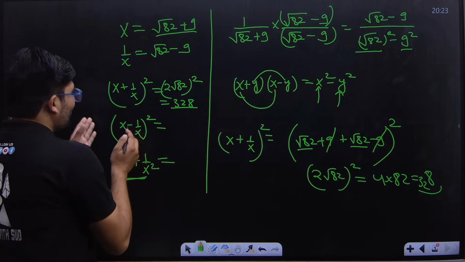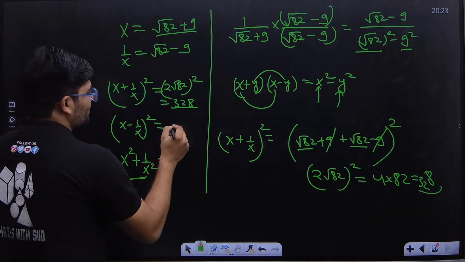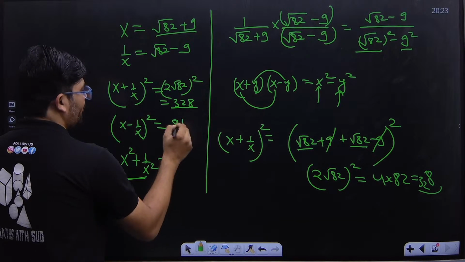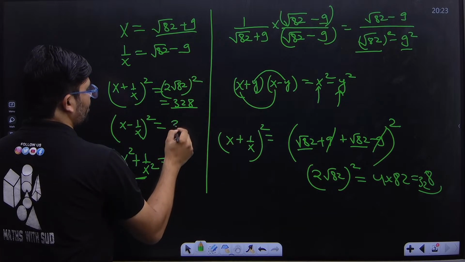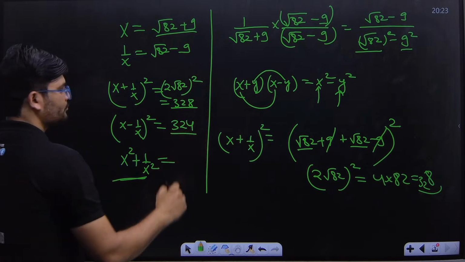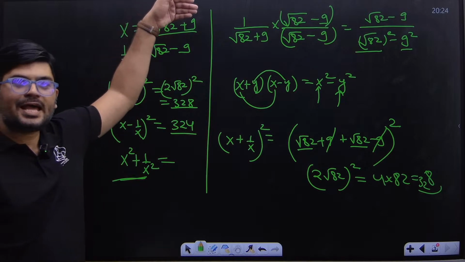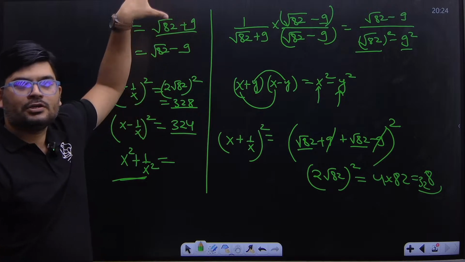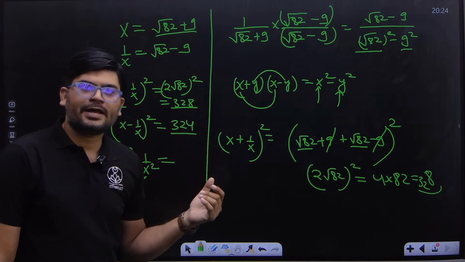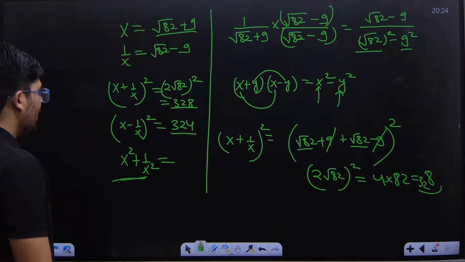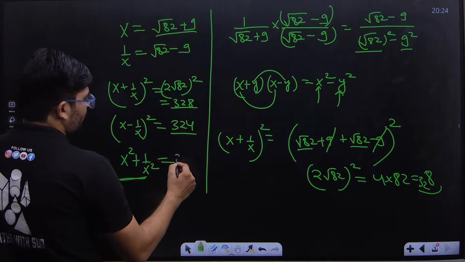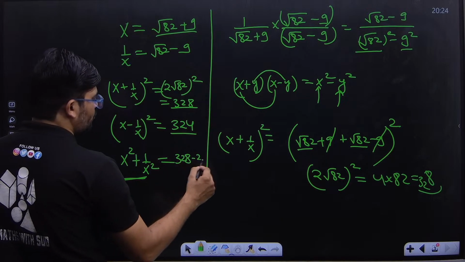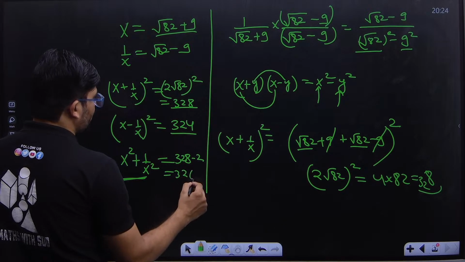If you do x minus 1 upon x, it will be 81. No, it will be 2 into 81. That means 18 square, sorry, it will be 324, because 9 will be added up. So 9 plus 9 is 18, 18 square is 324. And if somebody asks you what is x square plus 1 upon x square, it will be 328 minus 2, which is equal to 326.